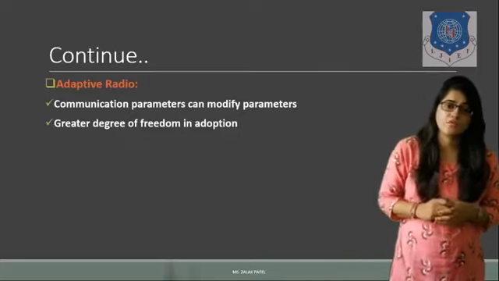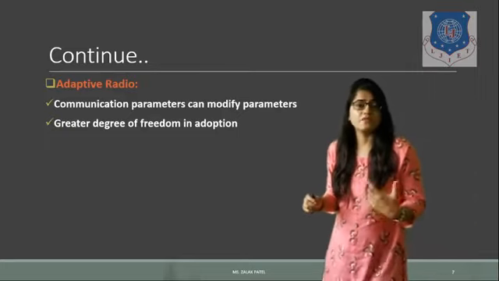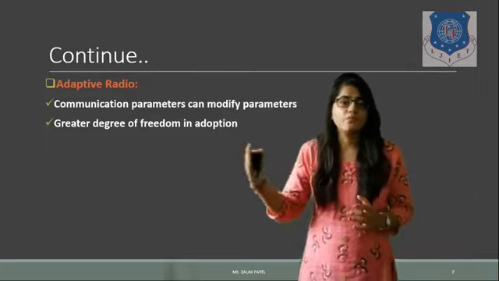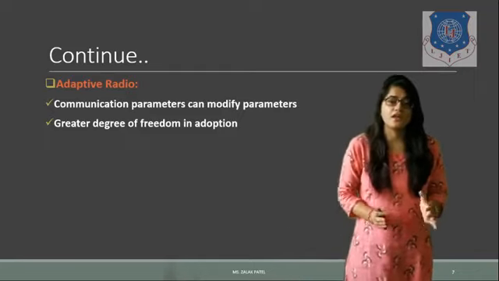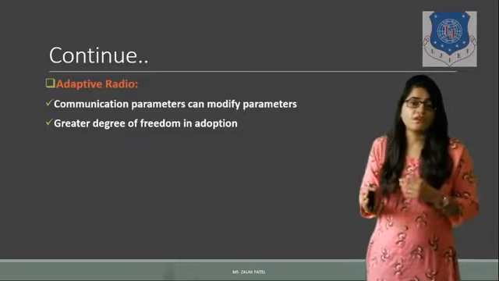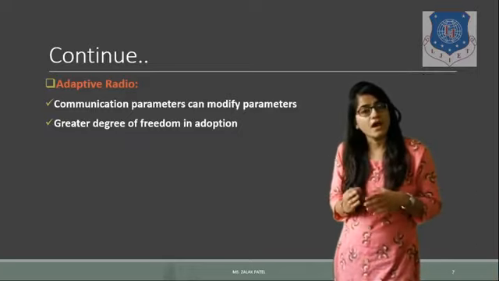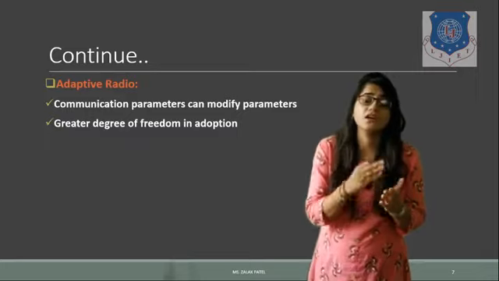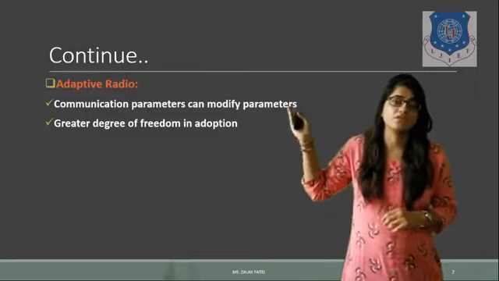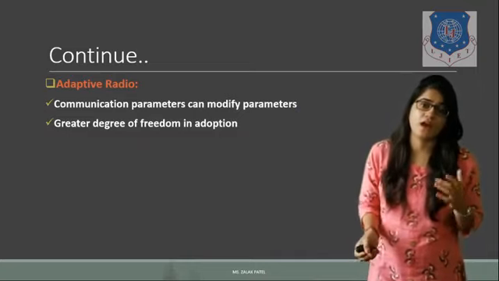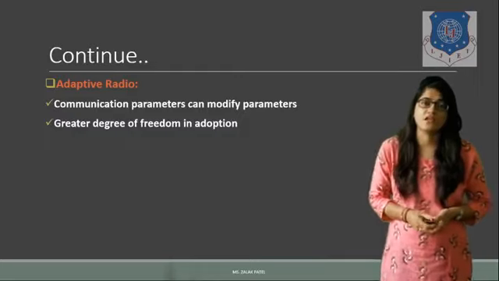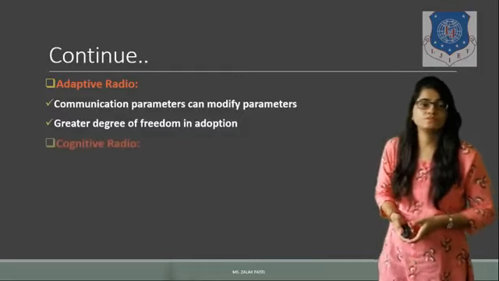So here in this type of radio, which type of block diagram is generally preferred? In this case, the output parameters are continuously varying, and these output parameters are given to the weighted factor, and that weighted factor is continuously modified and then again given to the intermediate state. So in the case of adaptive radio, the errors generated are very less. It also offers a greater degree of freedom in the adaptive process.